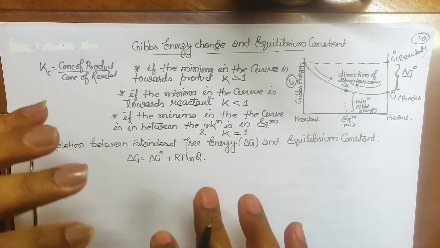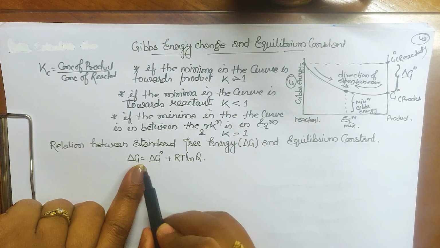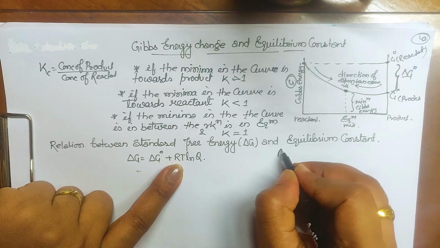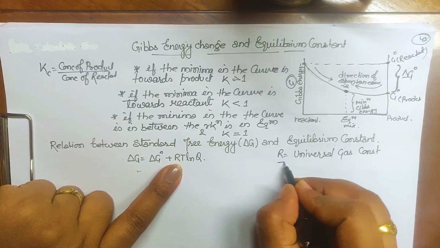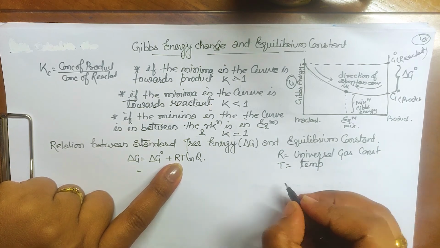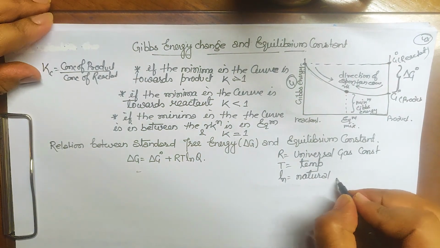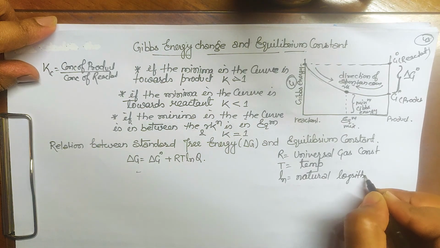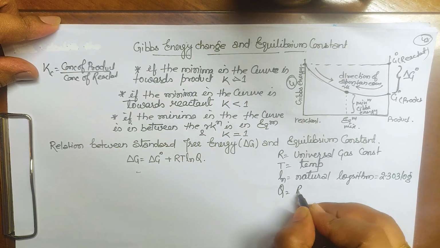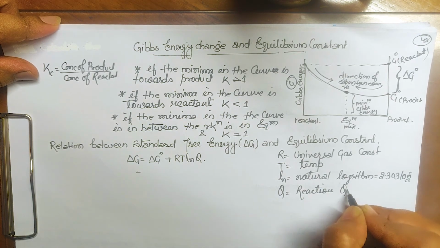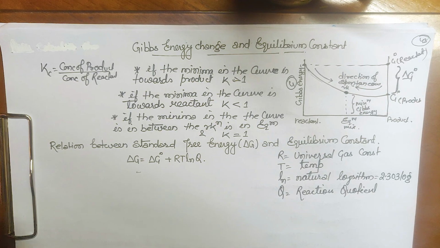In this way, there is a relation given: delta G, the total energy, will be equal to delta G naught plus RT ln Q, where R is the universal gas constant, T is the temperature, and ln is the natural logarithm, which we have to convert into log to the base 10, which will be 2.303 log. And Q is the reaction quotient. What is the reaction quotient? It is also the concentration of product upon concentration of reactant. So what is Kc?